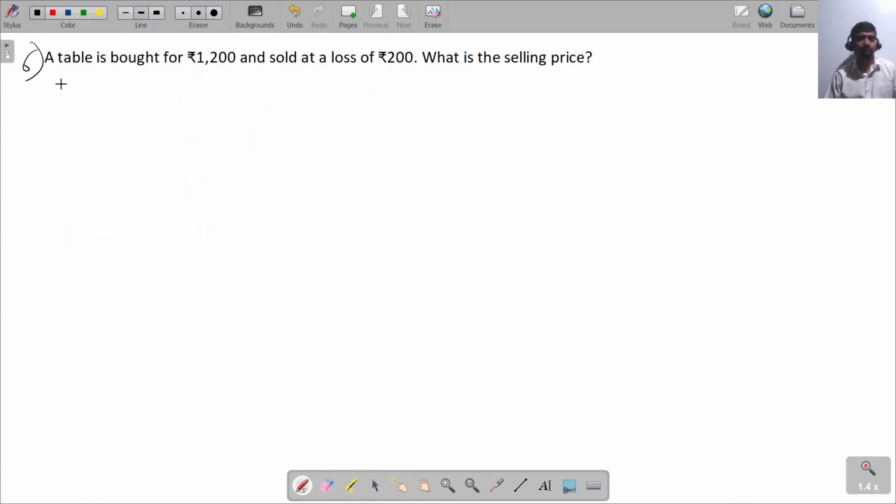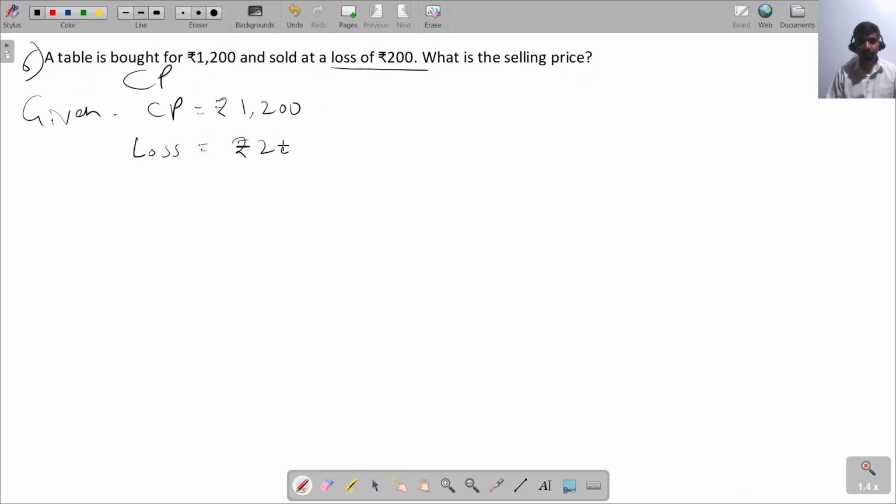Sum number 6. A table is bought for rupees 1200 and sold at a loss of rupees 200. What is the selling price? Now you have got the word bought, so it will be cost price. And loss is given. तो selling price कितना है? पूछा है. Let's write the given. So the cost price is rupees 1200 and the loss is 200. You have to find SP.